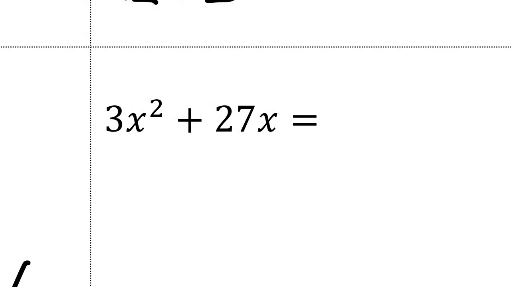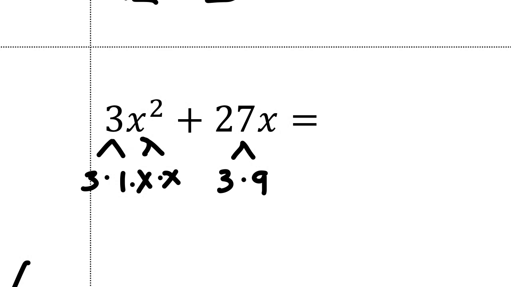Okay, so again, I'm looking at the numbers first because that's what I'm most comfortable with. 3, I cannot break that down anymore. It's just 3 times 1. And I'm looking for 3's in 27. Hopefully we thought of, oh, that's 3 times 9. Okay, we know how to break down our x squared. This is x times x. And we know our x is just x.